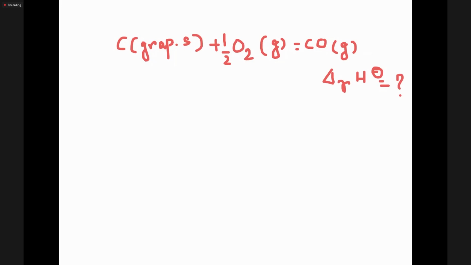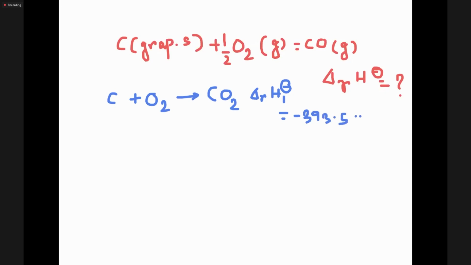We have carbon graphite solid plus O2 gas to CO2. So we have to take up another chemical equation. I will not specify the states over here again, only for our convenience. So graphite, if it burns in oxygen, it can produce CO2. The ΔrH° value of this is minus 393.5 kilojoule per mole. So let's name this equation as equation 1.